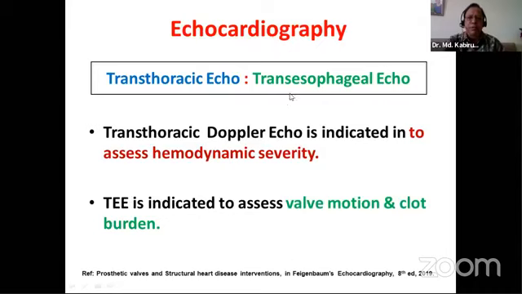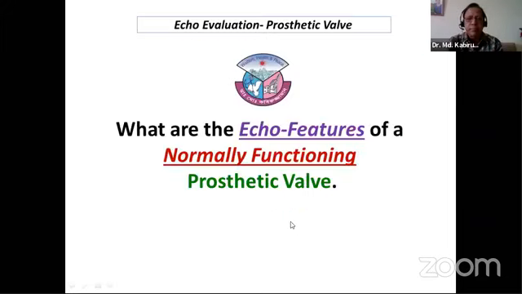Whenever you are doing an echo, what are the most important pieces of information you will get from transthoracic echo, and what information can you get from transesophageal echo? Transthoracic Doppler echo is indicated to assess the hemodynamic severity, and transesophageal echo is indicated to assess the valve motion and clot burden of the prosthesis.